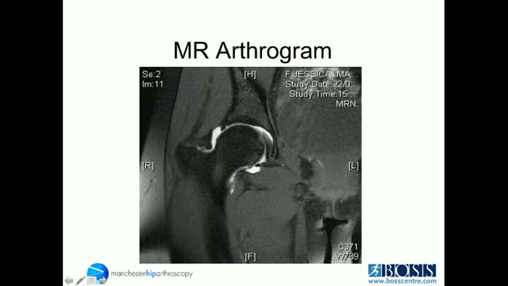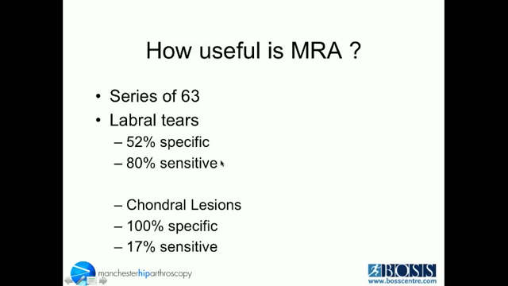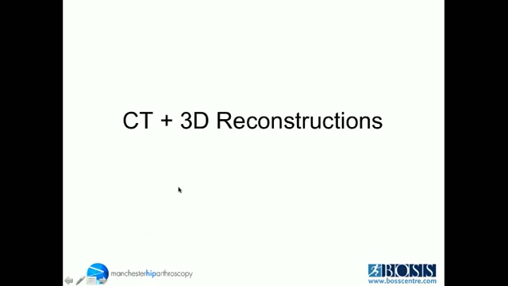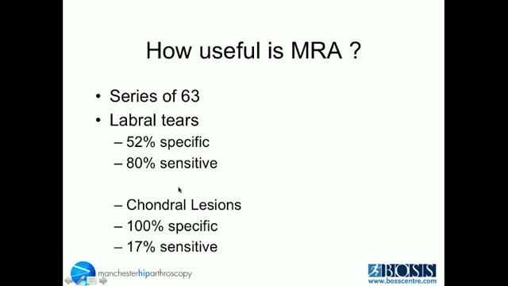So here's an MR arthrogram. It's useful looking for labral tears. It's useful for looking at other pathology around the greater hip joint. It will also show up ligamentum teres tears, synovitis within the hip, or avascular necrosis. But what we found when we audited our results was that it was oversensitive looking for labral tears, i.e. it tended to overdiagnose them, and was very poor at looking at articular cartilage damage in the acetabulum.